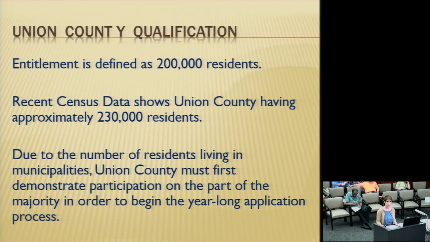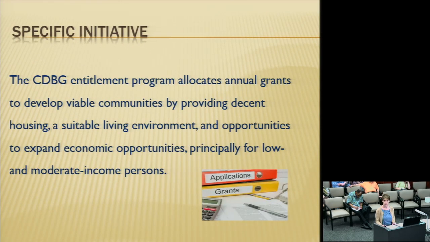As I mentioned just previously, an entitlement is defined as 200,000 residents. According to the 2000 census data, Union County's population is approximately 230,000 residents. And due to the number of residents that live within the municipalities, Union County must first demonstrate participation amongst the majority in order to begin a year-long application process. The CDBG entitlement program allocates annual grants to develop viable communities by providing decent housing, suitable living environments, and opportunities to expand economic opportunities, principally for low and moderate income people.